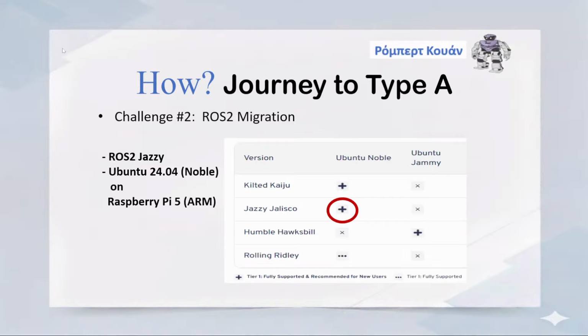Then challenge number 2 is the ROS migration. After discussion with Ricardo, he suggested I look into ROS2 Jazzy and Ubuntu 24.04, which is supposed to be a more stable, mature, and the latest environment to work on. So that's how I came to this on my Raspberry Pi 5.